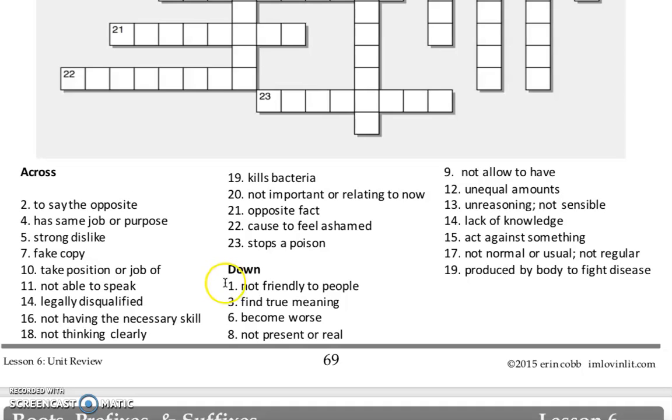Now the down clues. 1, not friendly to people. 3, find true meaning. 6, become worse. 8, not real or present. 9, not allowed to have.